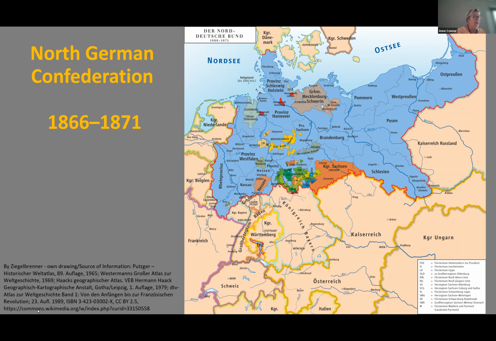But it's after the Seven Weeks War that the German Confederation is going to be dissolved in 71. Austria will be excluded, and finally Austria doesn't have the enormous influence that it had on these German states. But as you can see, these are the northern ones. Bavaria, Württemberg, and Baden are excluded from there too.